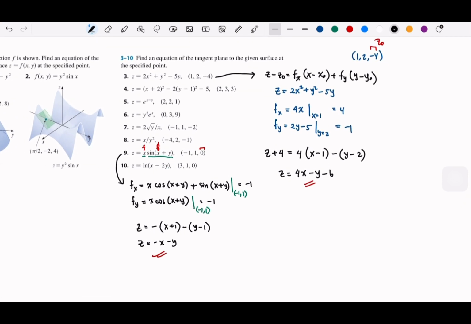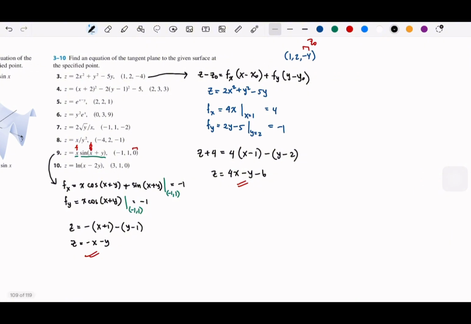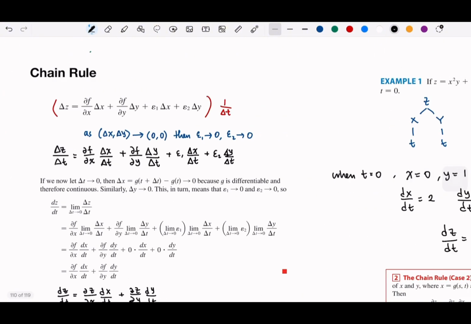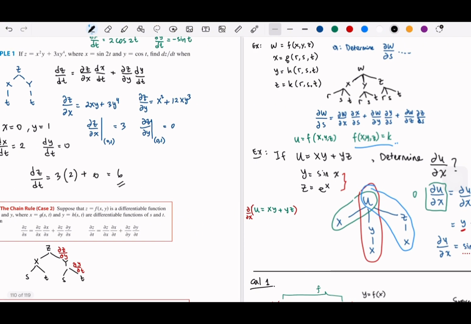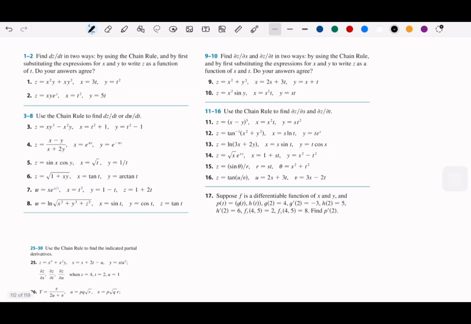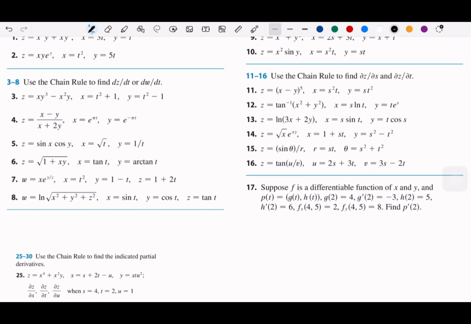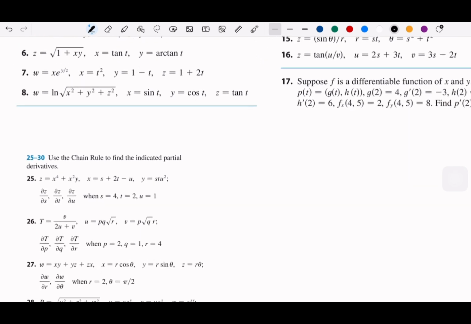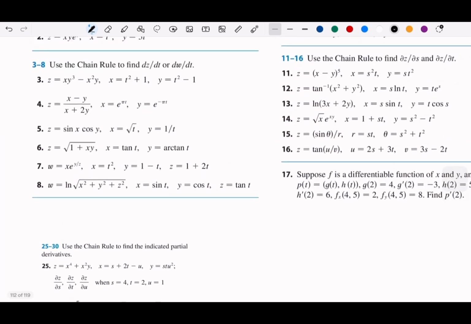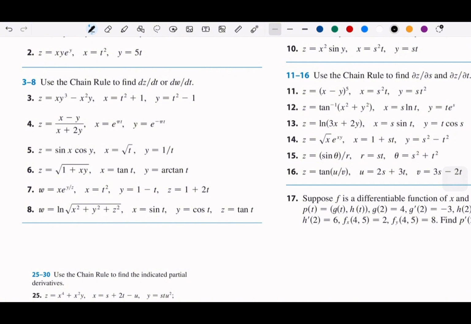Okay. So let's move to another review on another topic. After the tangent plane, we have the chain rule, right? So let's go to the chain rule. This is your class notes, last discussions. Also this one, also the same. And this will be the example. Maybe let's start with taking number 3 to 8. Okay. Any idea which one we need to solve?